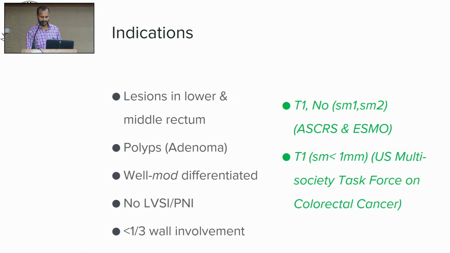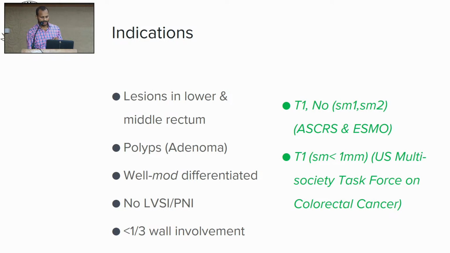So what are the indications? Indications classically are lesions in the lower and mid rectum, which is accessible through this instrument and with minimal risk of peritoneal perforation, peritoneal entry. Polyps or adenomas, well differentiated or selected moderately differentiated cancers with no LVSI or PNI. LVSI is lymphovascular space invasion. PNI is perineural invasion. These two should be absent in the biopsy, and the lesion should involve less than one-third of the rectal wall.